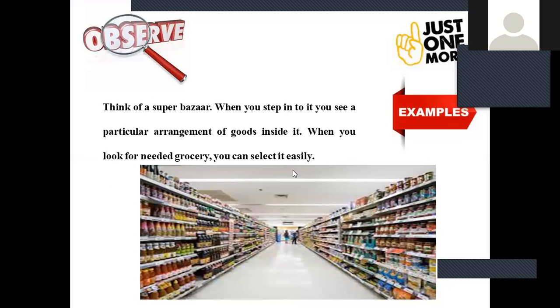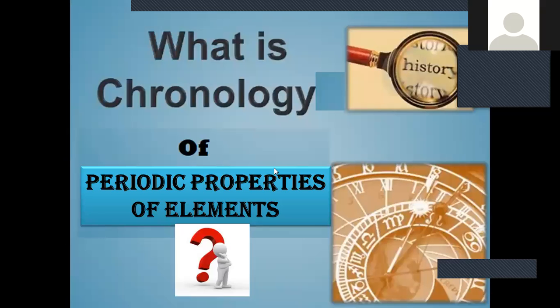So there is a need for this arrangement of all the elements in a certain periodical manner, so that it is very convenient to identify. It is convenient to study those elements in a particular classical way, right? So for that purpose, we need classification of elements.